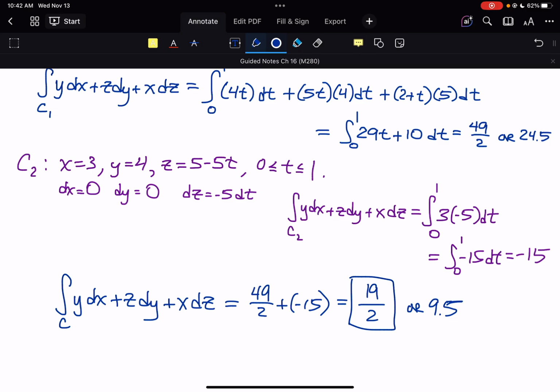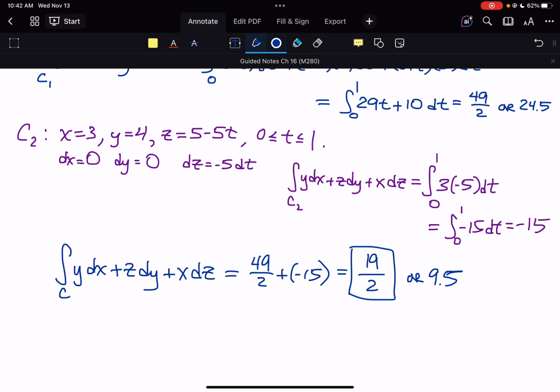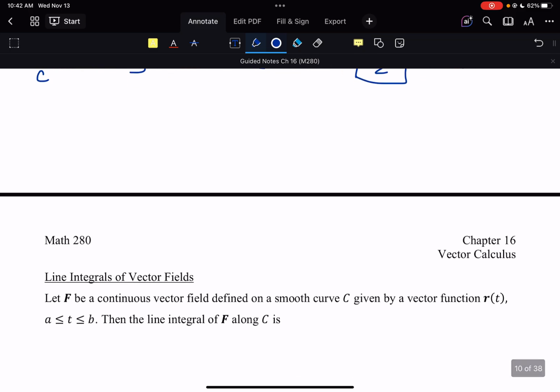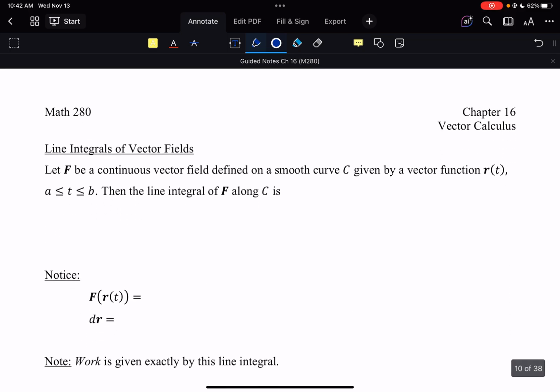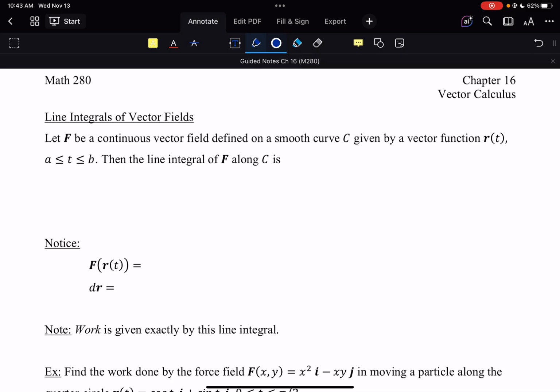Now, one of the things that we can do with line integrals, because we haven't really talked about section 1 yet in the context of vector fields, is evaluate line integrals of vector fields. So let F be a continuous vector field defined on a smooth curve C given by a vector function r of t, with t going from a to b. Then the line integral of F along C can be written in a few different ways. So we have the line integral over C of F dot dr, and that is a dot, not a times, because we're dealing with vectors here. And then this r is supposed to be a vector.